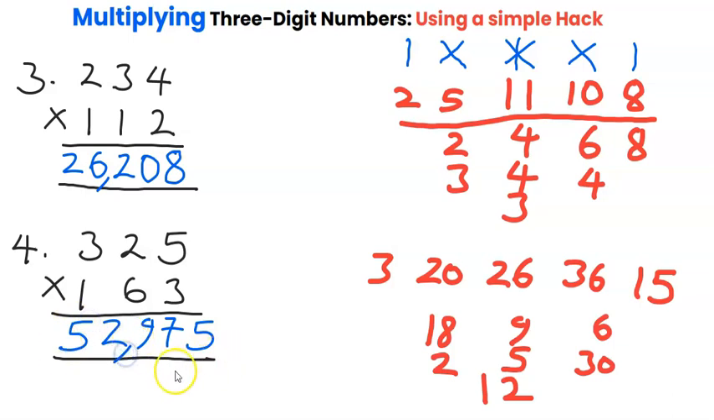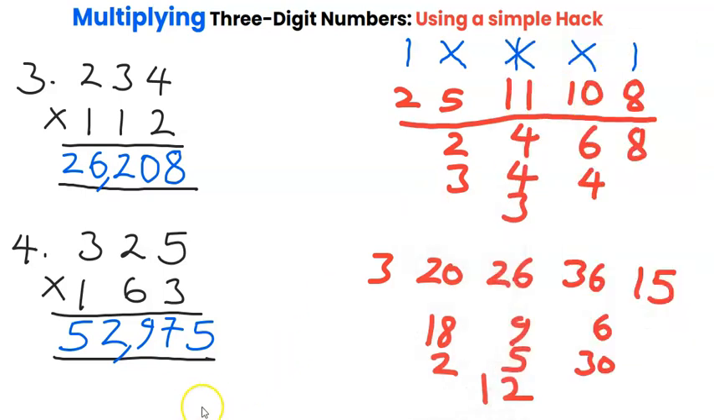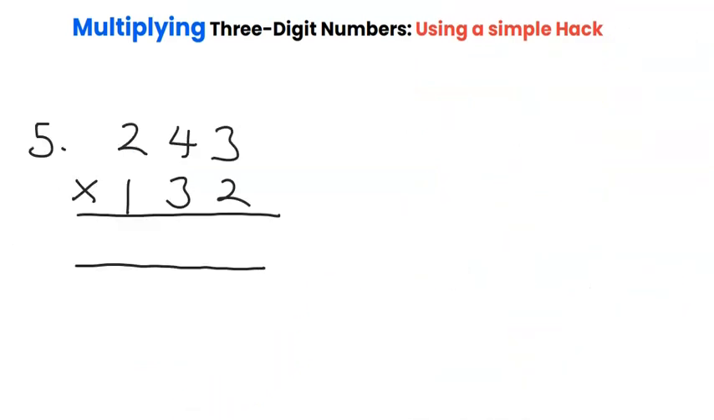So it means that if you multiply this number, you will get 52,975. So let's confirm that using the calculator. So 325 times 163. Good. Gives us 52,975. Then lastly, let's look at this question. So let's go over it again fast.